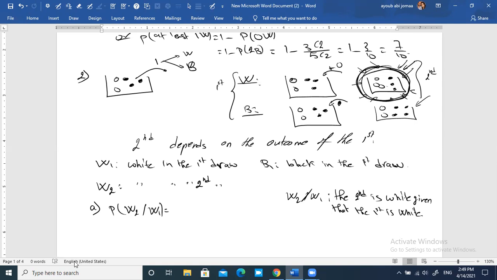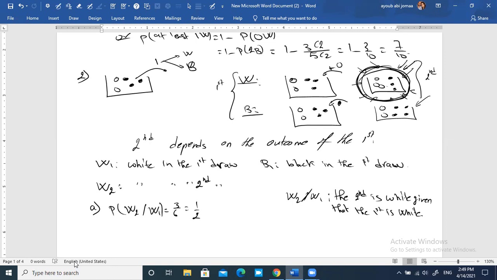3C1 over 6C1. There's no need to write 3C1 over 6C1; you write 3 over 6. When you select only one, there is no need to use combination. If you write 3C1 over 6C1, it's correct, but it's not needed. So the answer here is 3 over 6, which is 1 over 2.